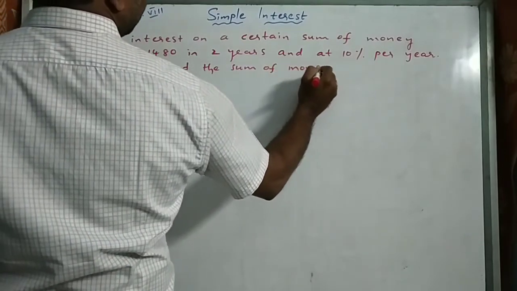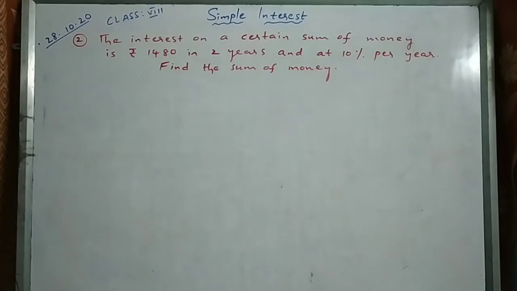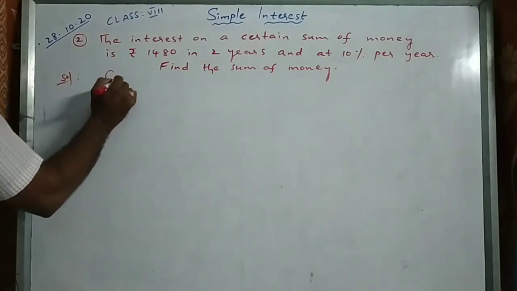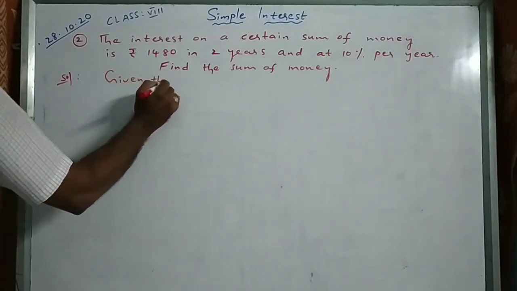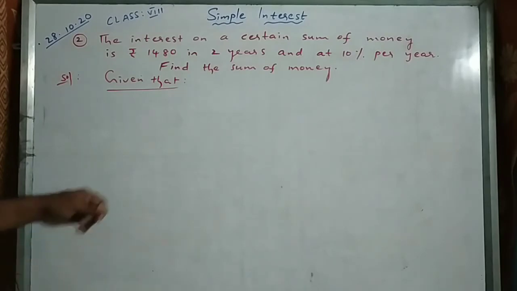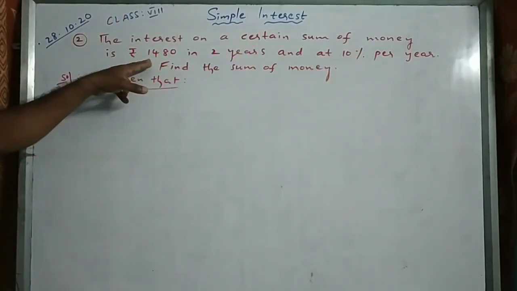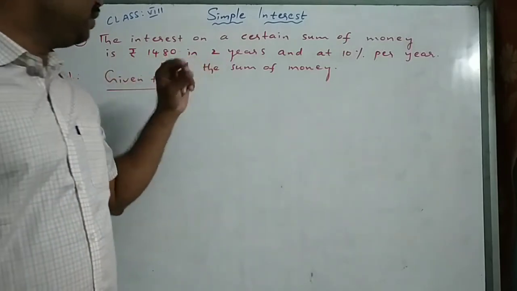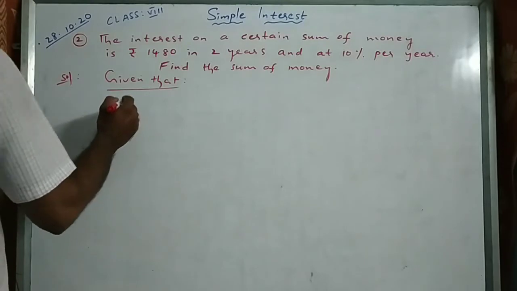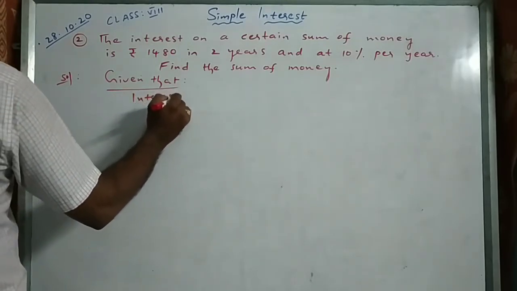So, what should you find here? We should find the principal amount, right? What is given here? First read the question carefully. The interest on a certain sum of money. Interest is given here, 1480. Time is given, 2 years. Rate of interest is 10%. Okay. So, interest is given. Interest means here simple interest.